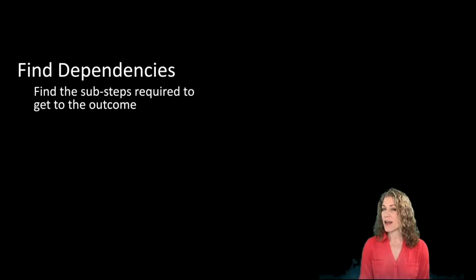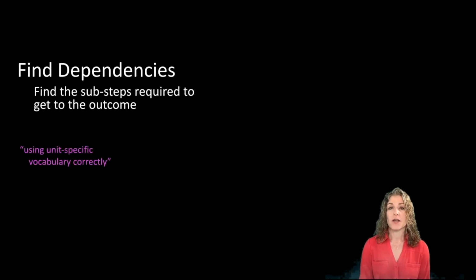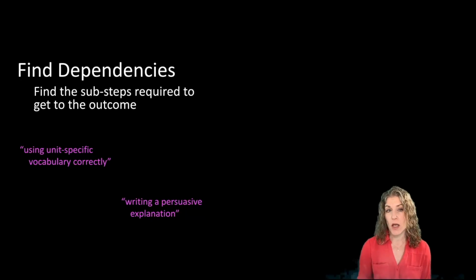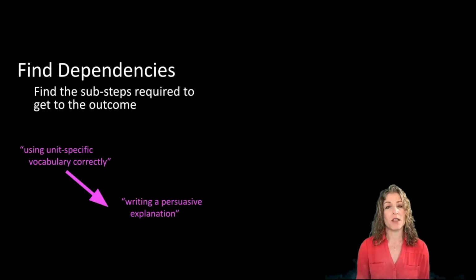Do you have any outcomes that depend on completing other outcomes first? If so, combine these buckets. For example, you may have using unit-specific vocabulary correctly and writing a persuasive explanation. Of course, using unit-specific vocabulary is what helps to make an explanation persuasive, so the latter is dependent on the former. You may already have some of these written in your list, such as that example.